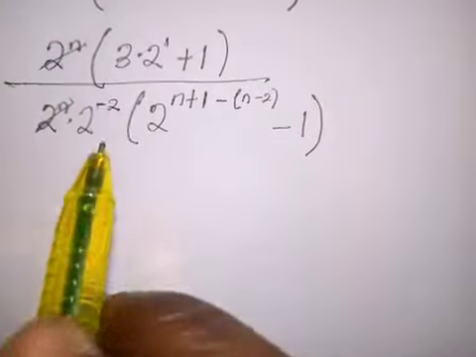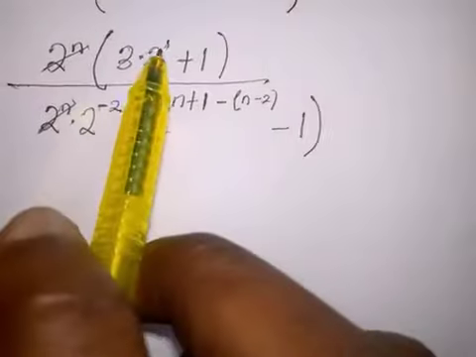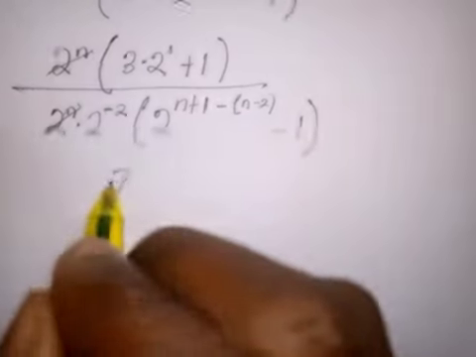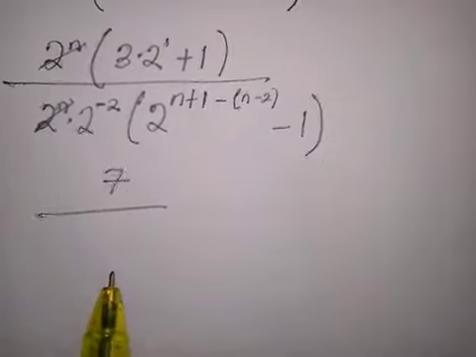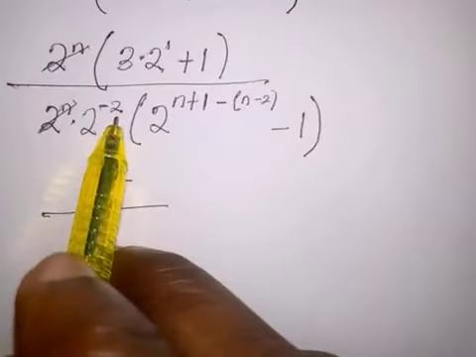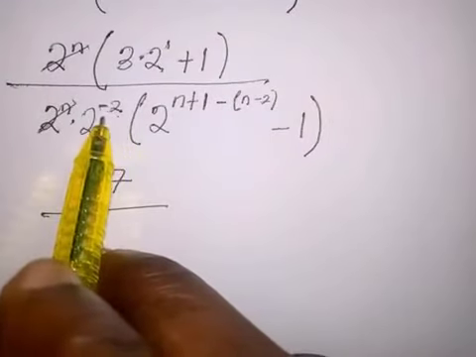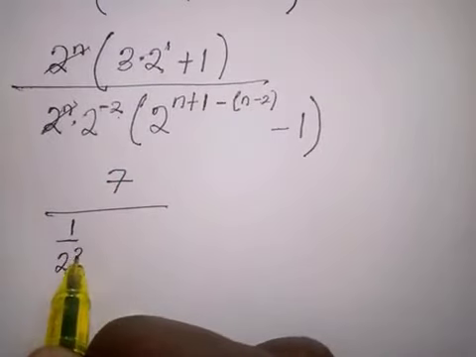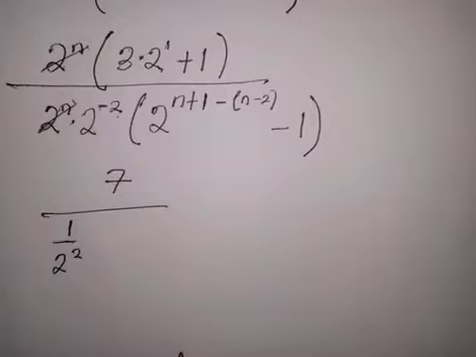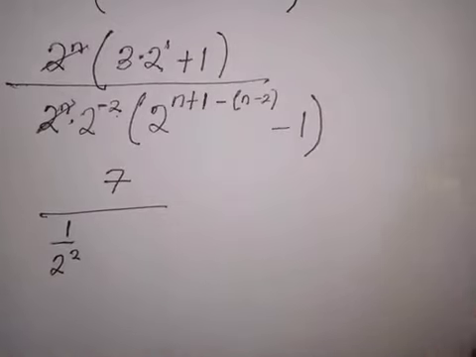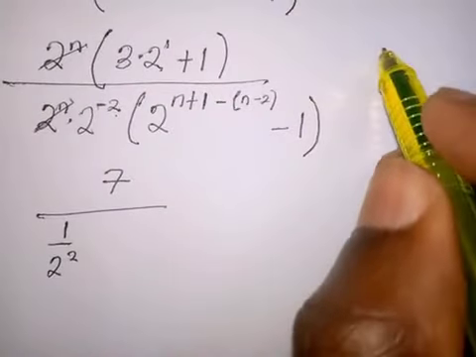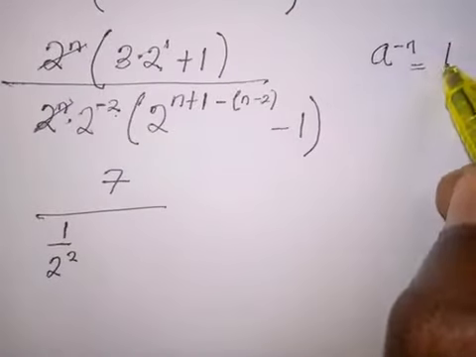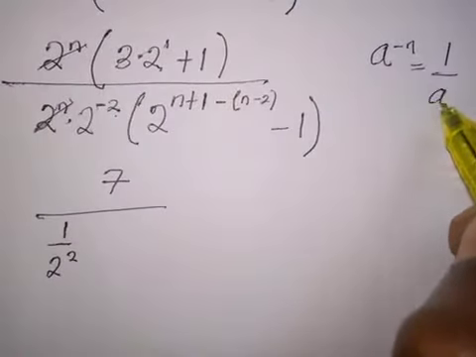Then you have 3.2 here, it means 6. Then 6 plus 1, that is 7, all divided by this 2 raised to power n, 2 raised to the power of minus 2. I can have it as 2 raised to the power of 2. That is the negative power law of indices. That is, we have something like a raised to the power of minus n. It can be written as 1 divided by a raised to the power of n.